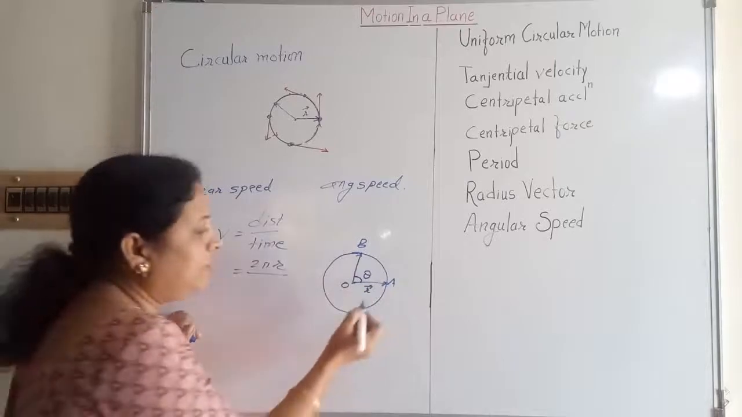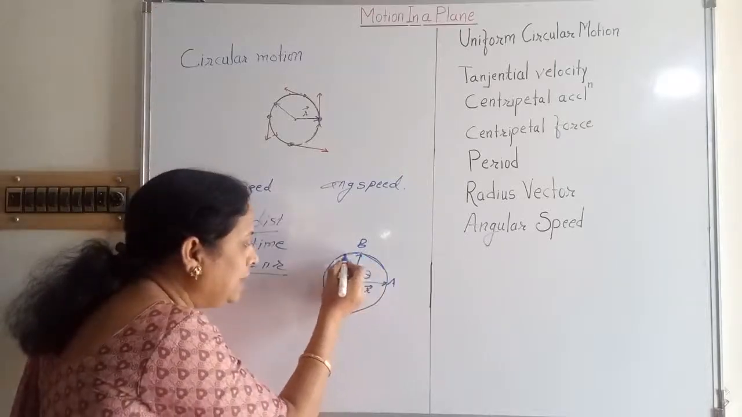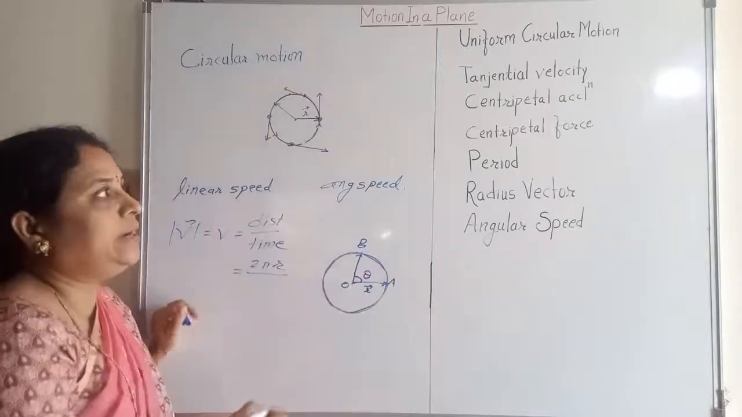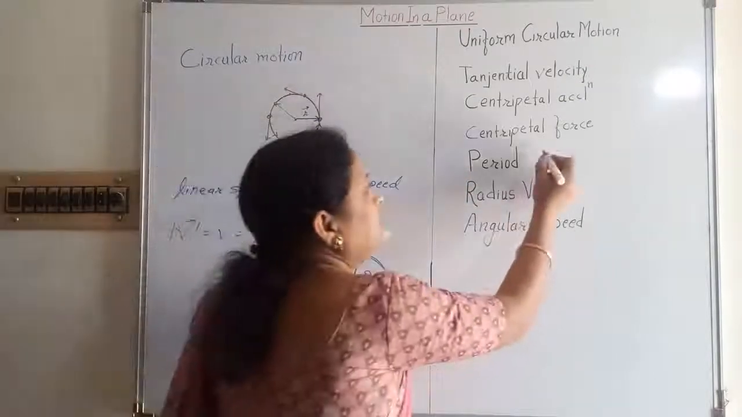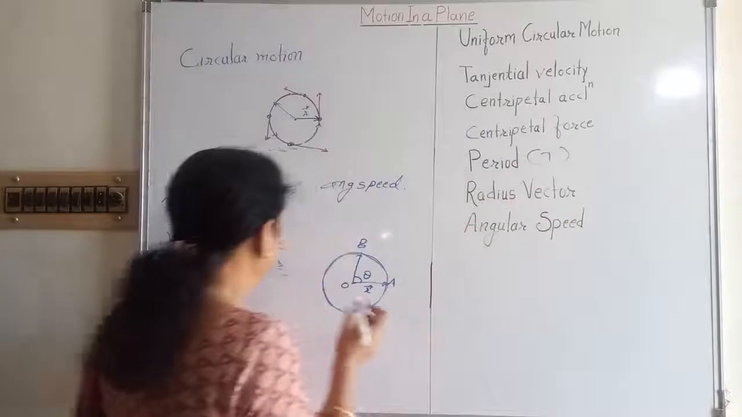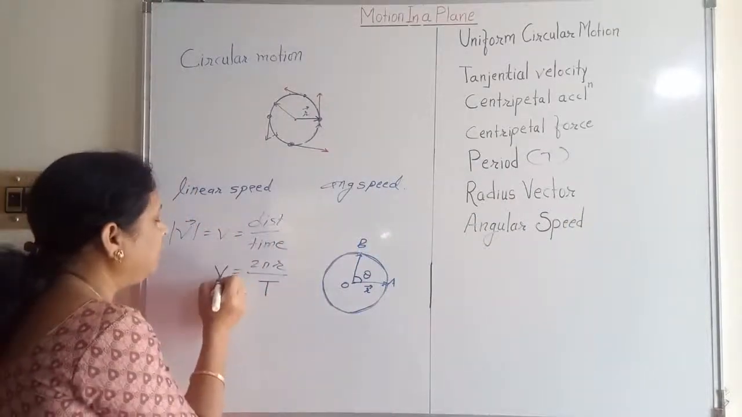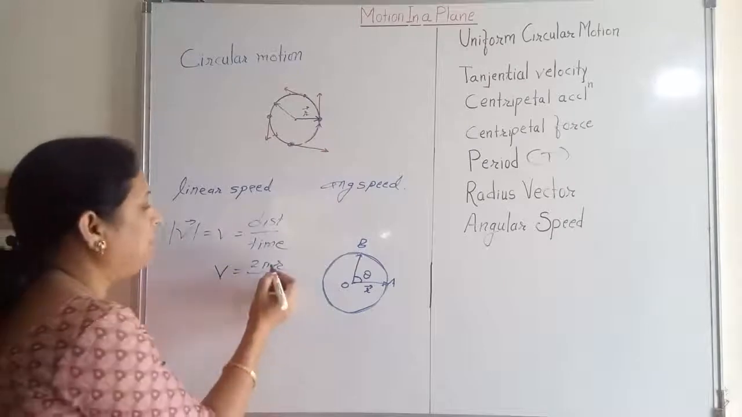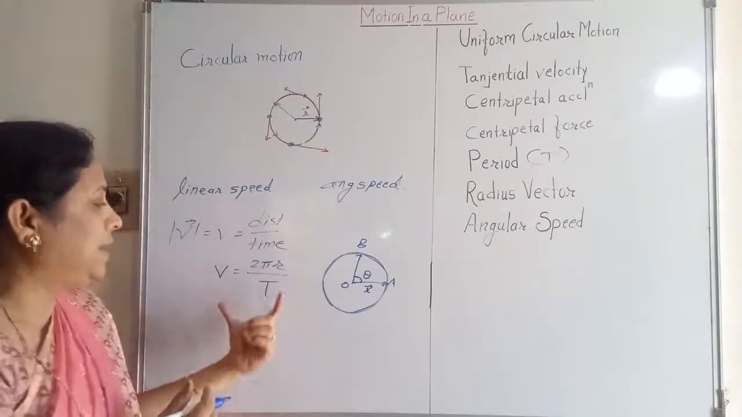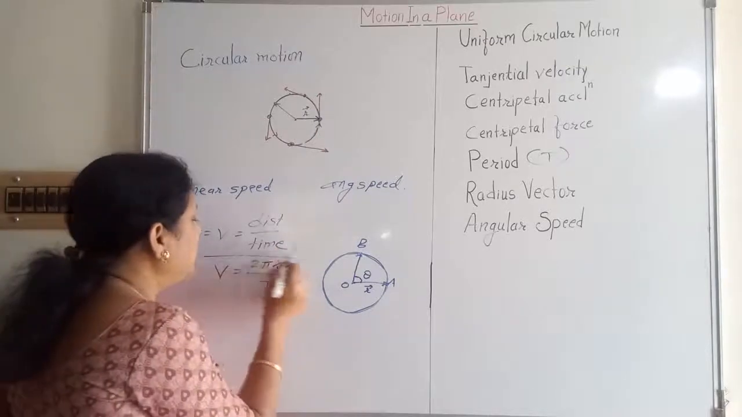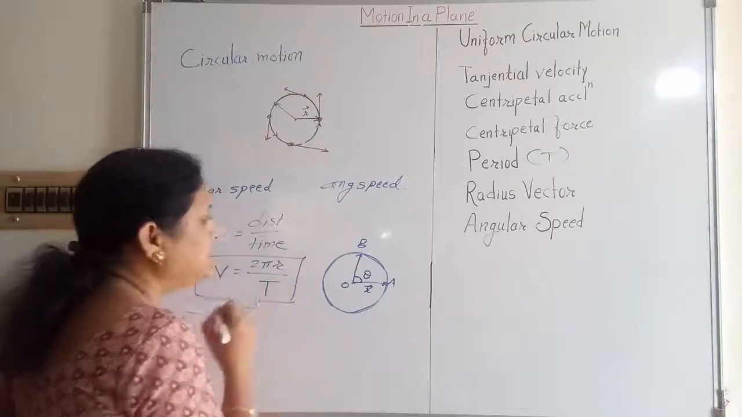And when the object moves along this circle and completes this distance 2 pi r, the time taken by it is called the period. It is denoted by capital T. So I can put here T. So for the linear speed, we can use this formula, circumference upon period, or 2 pi r upon capital T. We can use this in the formula of angular speed.